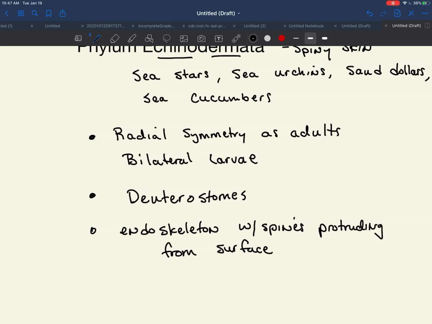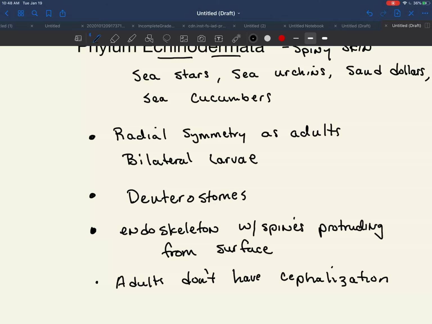Because they are radially symmetric as adults, they do not have a brain. So adults have no brain. So I'll put they don't have cephalization. So they have a nerve ring, and each arm has its own nerve extending out into it.